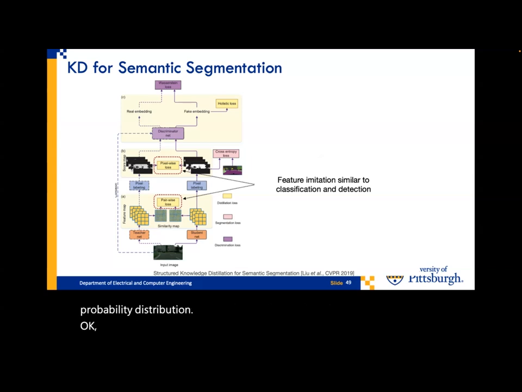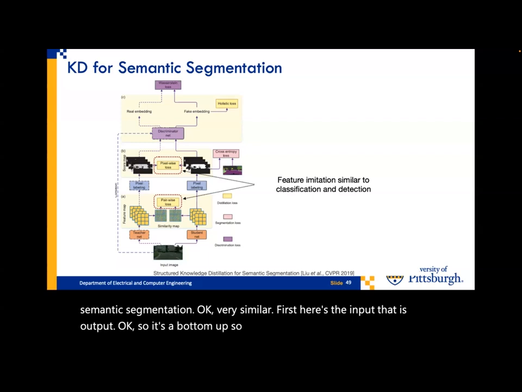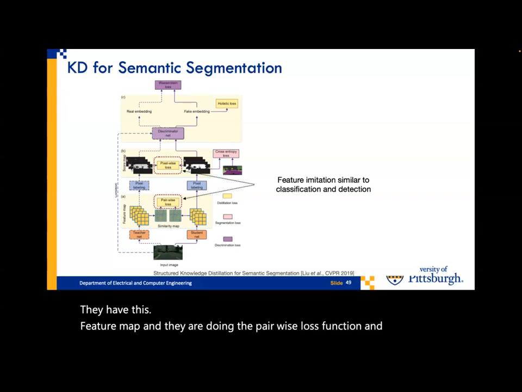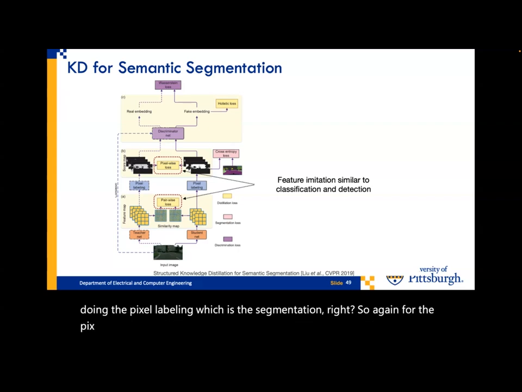So this is another paper. They're trying to do knowledge distillation for semantic segmentation. Very similar. First, here's the input, that is the output. So it's a bottom up. If you look at the image, what they did is a teacher network and student network, and this pairwise loss. They have this feature map, and they are doing the pairwise loss function. And this one again can be the similarity, could be L1, L2, whatever you want. Then they are doing the pixel labeling, which is the segmentation, right? So again, for the pixel labeling, they are doing another similarity loss.